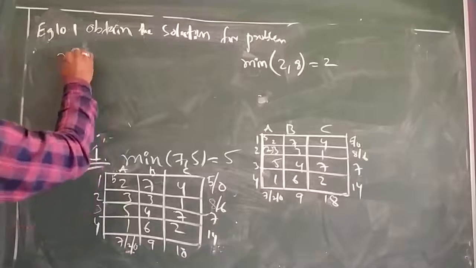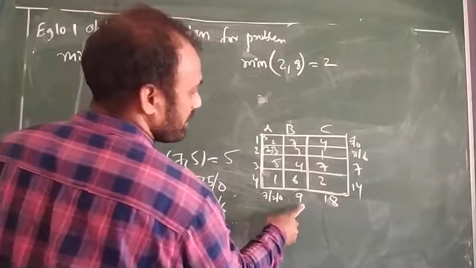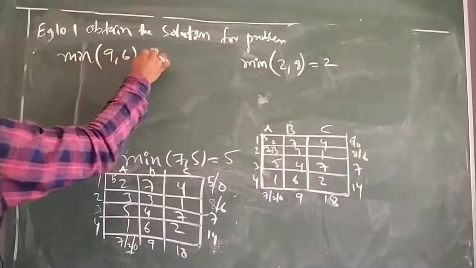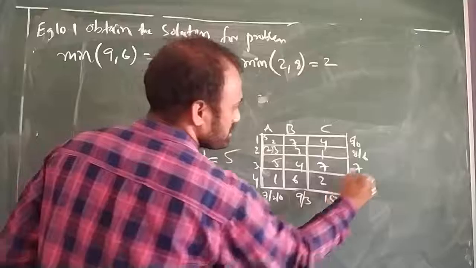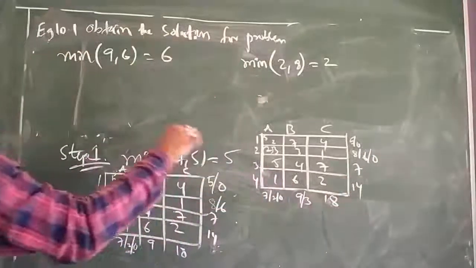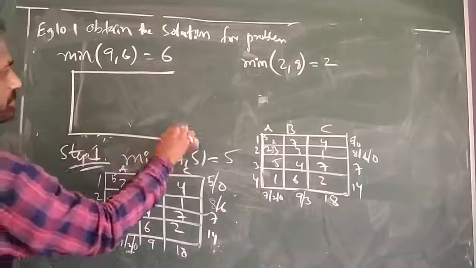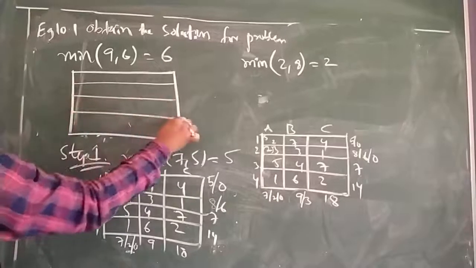First, minimum of, what are the values left now? Here became 0, now starts with 9. 9 and 6. What is the minimum of 9 comma 6? 6 is the minimum. So it will become 9 minus 6 is 3, 6 minus 6 is 0. So that row is deleted. So what are the left values? You will just write down 1, 2, 3, 4.